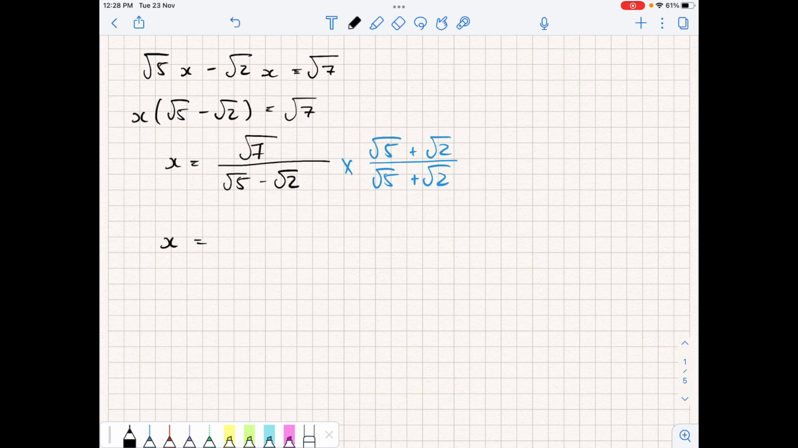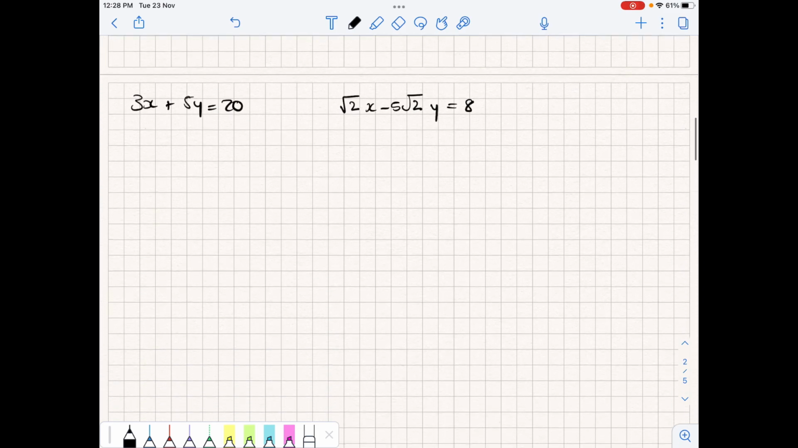So at the top, we're going to get square root 7 times square root 5, which is square root 35. And that's going to be plus square root 7 times square root 2, which is square root 14. And we'll divide that by, we're going to have square root of 5 times square root of 5, which is 5. And then we're going to take away square root 2 times square root 2. Right, remembering that the middle term is going to cancel out, and that's the reason we use the conjugate. So 5 take away 2 is then just 3. So there's our answer.